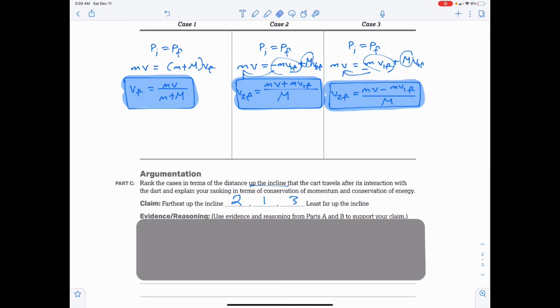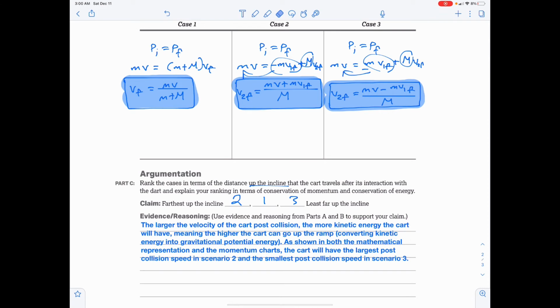And just to explain that reasoning, the larger the velocity of the cart post-collision, the more kinetic energy the cart will have, meaning the higher it can go up the ramp, converting kinetic energy into gravitational potential energy. As shown in both mathematical representation and momentum charts, the cart will have the largest post-collision speed in scenario 2 and the smallest post-collision speed in scenario 3.